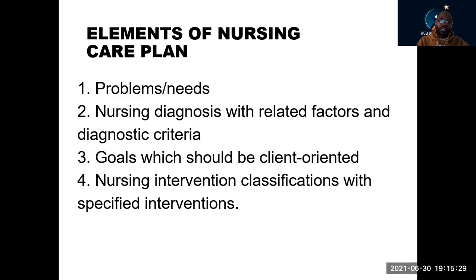Then the third element is the goals, which should be client oriented. The goals that you make must be client-centered, and there are two types of goals as well. There are short-term goals and long-term goals. The fourth element that you find in the nursing care plan is the nursing interventions, with nursing intervention classifications and specific interventions. You have to learn how to write down these nursing interventions. Of course, these interventions must be focused on achieving the goal that you've set up. Remember, your goal can be a long-term or short-term goal.